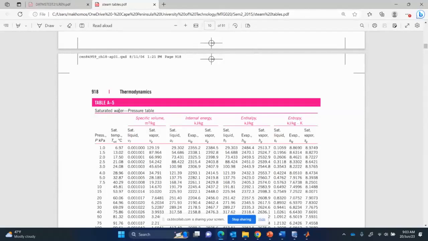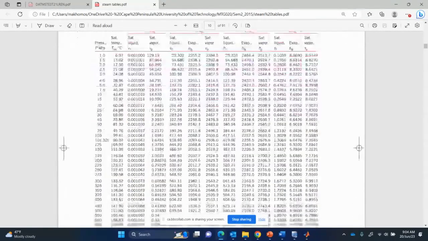The first two tables, a pressure table and a temperature table, are used only for wet steam and dry steam. If the steam is superheated, you do not use any of these two tables. Now we're scrolling down for the third one.